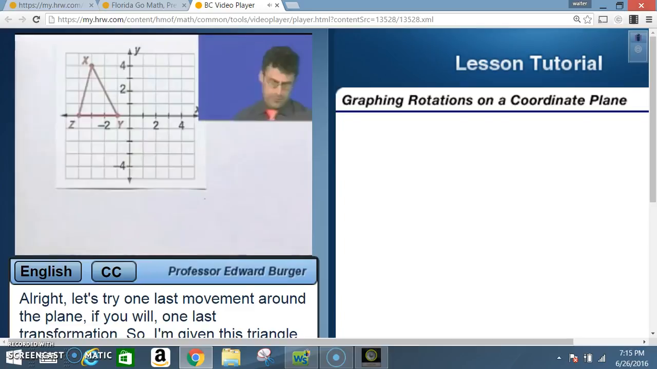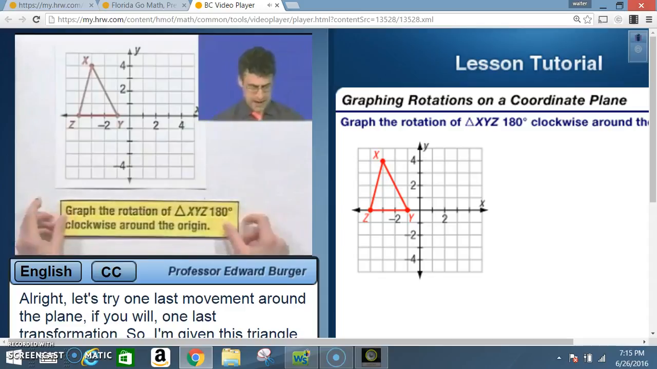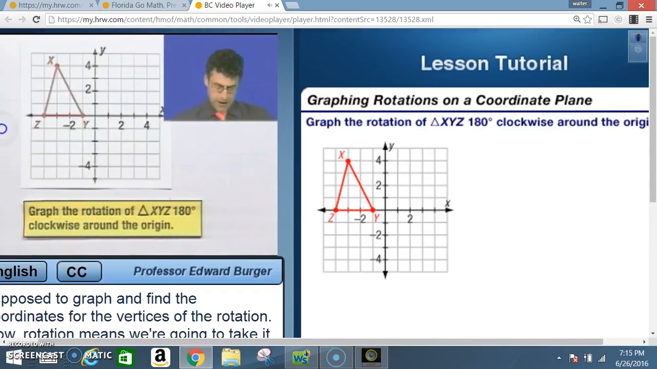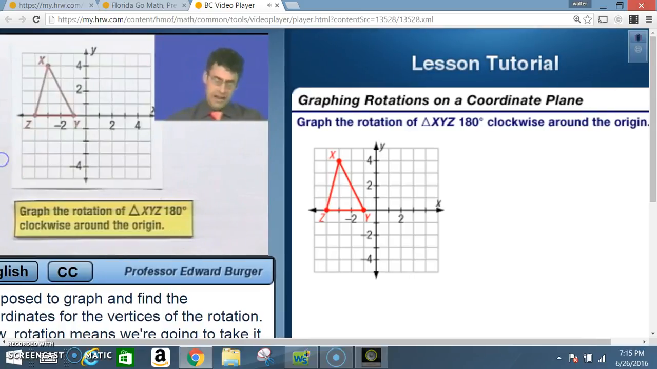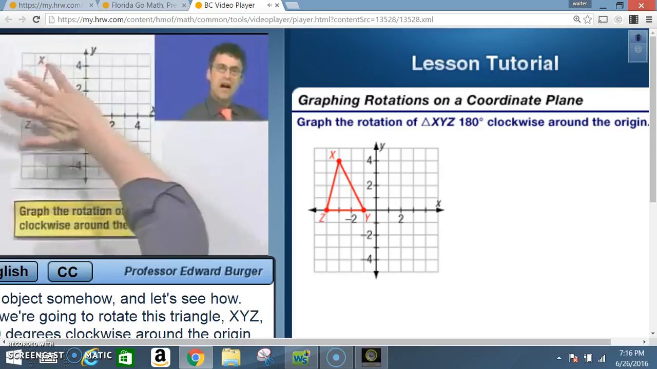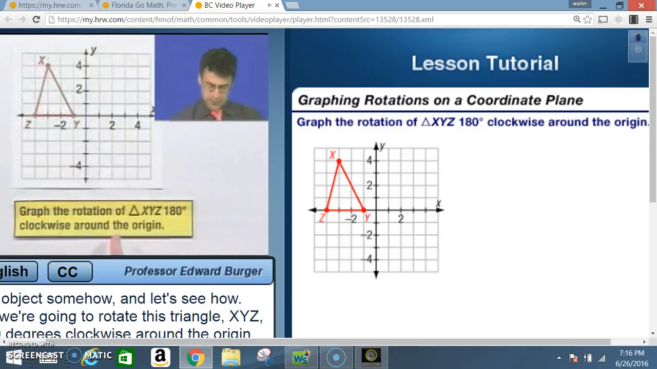So I'm given this triangle, X, Y, Z, and here we're supposed to graph and find the coordinates for the vertices of the rotation. Now, rotation means that we're going to take it and pivot the object somehow. And let's see how. So we're going to rotate this triangle X, Y, Z, 180 degrees clockwise around the origin.